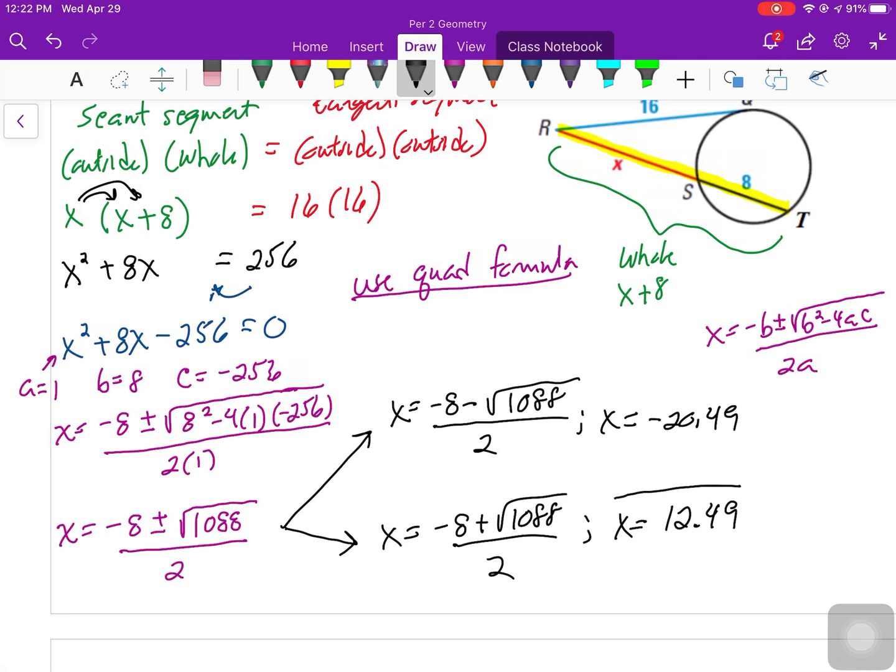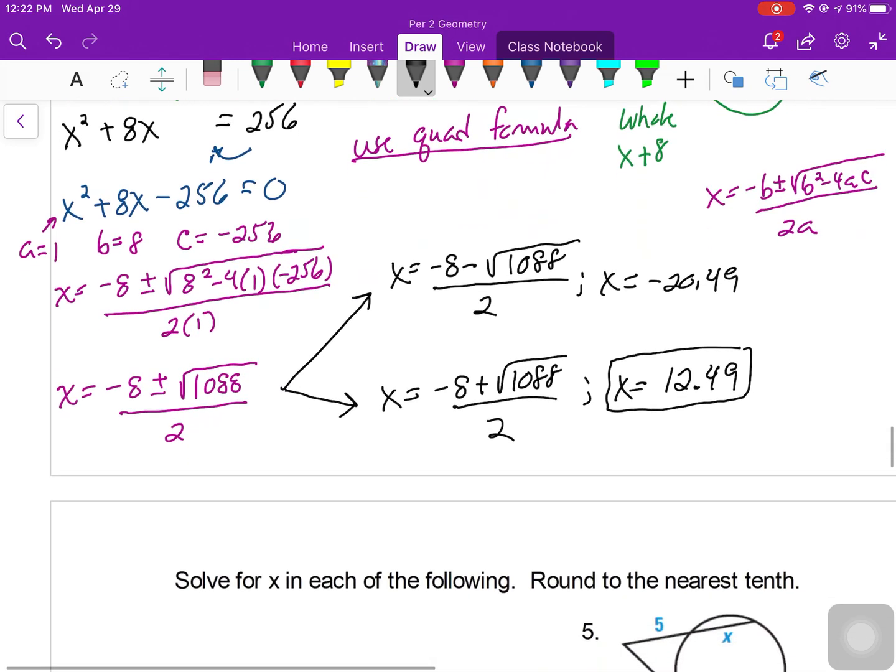In this particular problem, it would not make sense for the x to be negative. Can't have a negative length. So the only one that is an answer, the only one that we box is this one. And again, you must box your answers. So don't forget that.